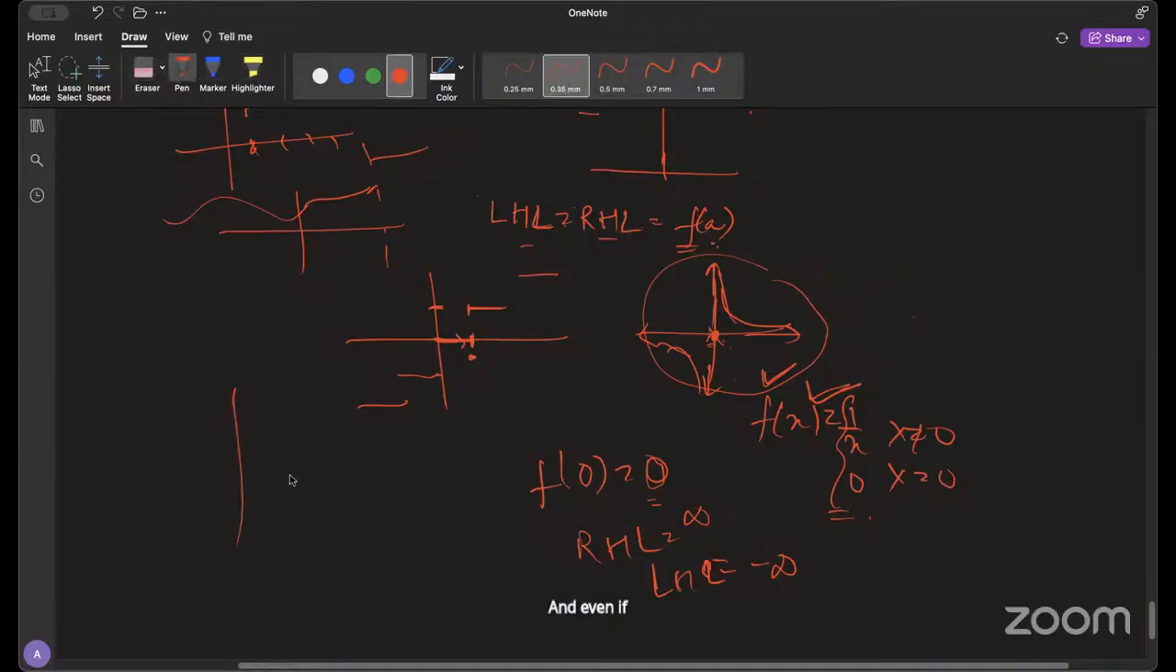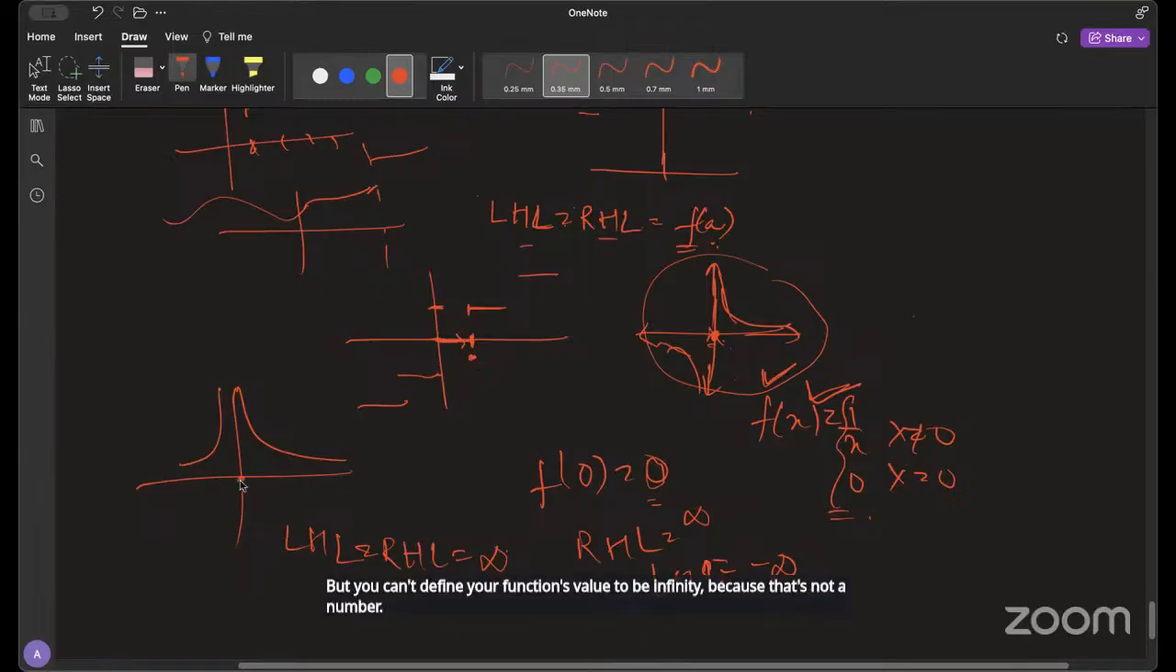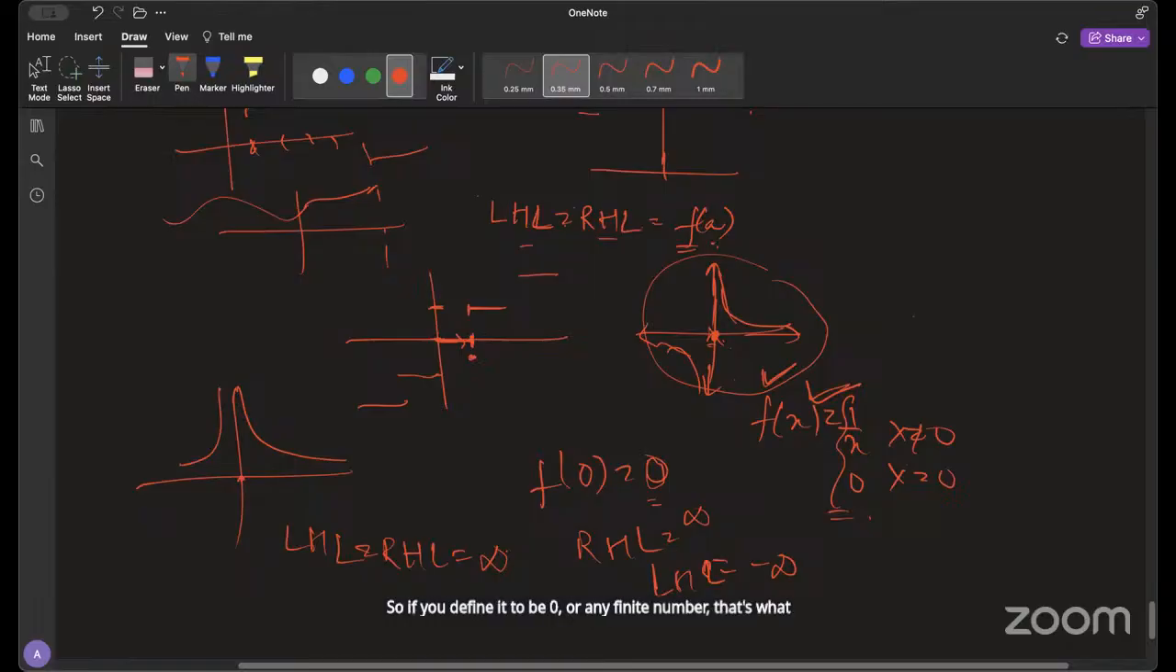And even if you take it to be this, in this case your left hand limit and right hand limit are both infinity. But you can't define your function's value to be infinity because that's not a number. So you can define it to be 0 or any finite number. When you define a function, you give it a finite value, right? You can't give it an infinity value.